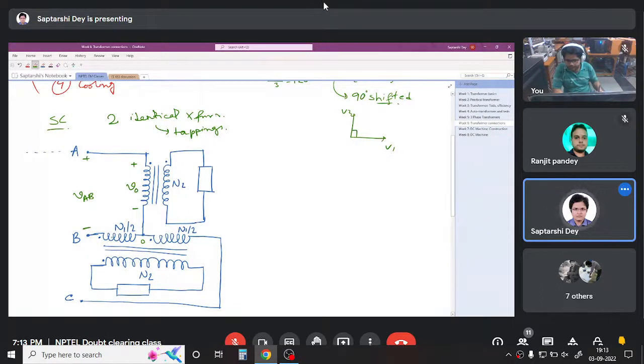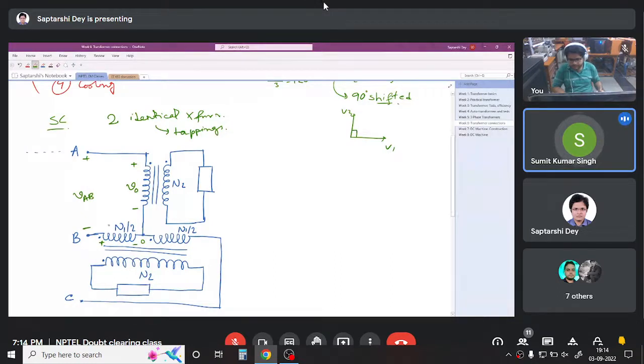Now, can you tell me, say I draw this polarity as plus minus. Can you tell me what is the voltage across this half winding of this primary? What is the voltage? V1 by 2. What is V1? Supply line voltage. But there are three supply line voltages, VAB, VBC, VCA. With respect to that, can you say? Yes, okay. So this voltage is VBC by 2.